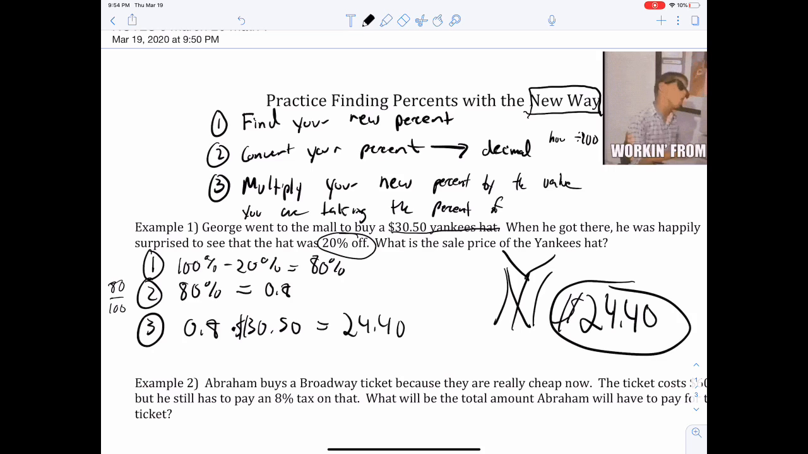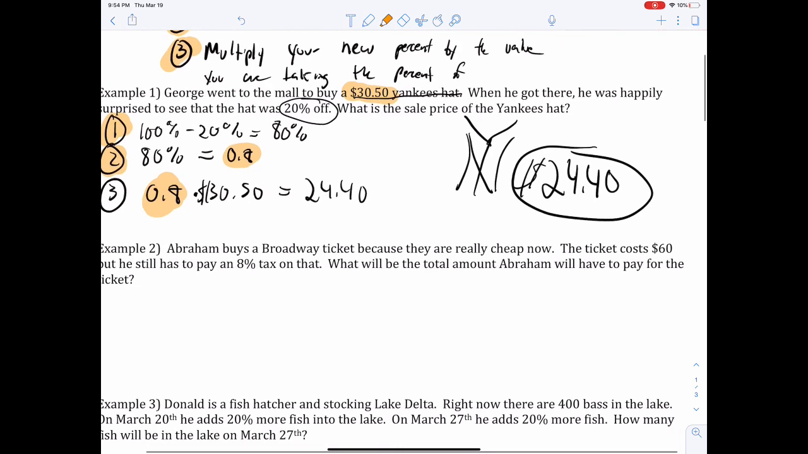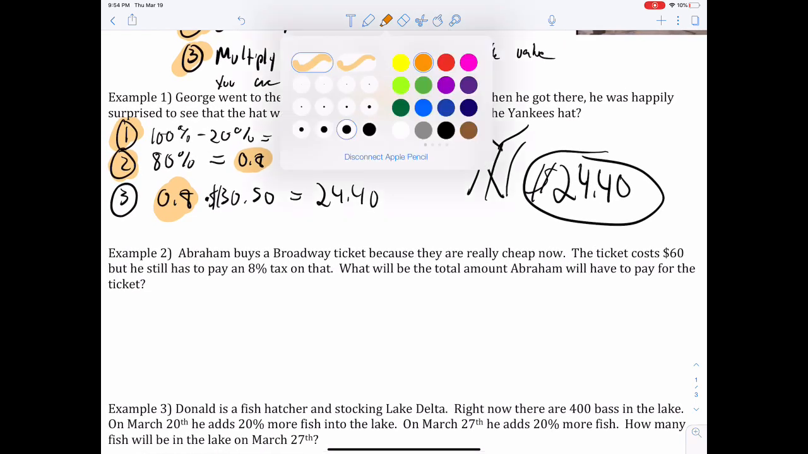All right, so again, to review, we just did, our first step here, find the new percent. That was right there. And then we converted in step 2, got 0.8, and then we multiplied our 0.8 in step 3 by our original amount to get 24.40 for the sale price. So go ahead, pause the video, try number 2 on your own, and then resume the video to go over it.